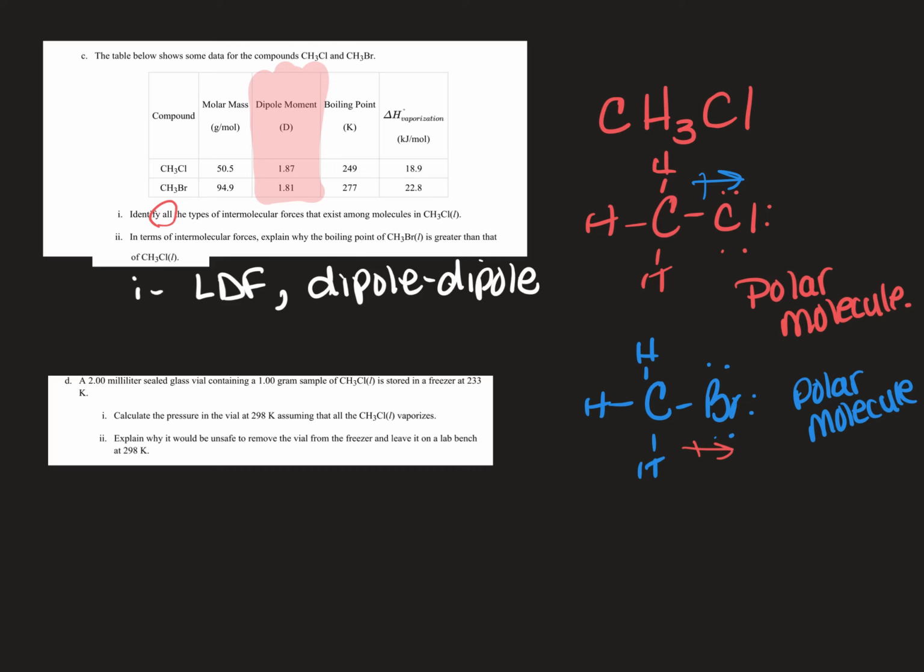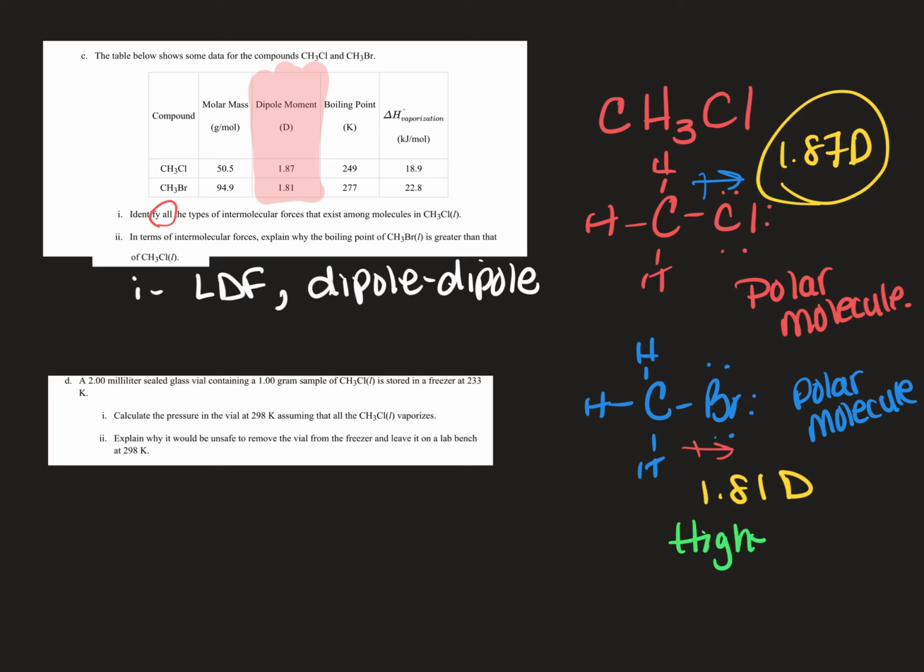So for the methyl bromide, it's 1.81 debyes. And for the methyl chloride, it's 1.87 debyes. This is a greater number than that. But what it says is this one here actually has the higher boiling point. So that means that it has to have the stronger IMF, intermolecular force. If it has the higher boiling point, it has to have the higher or stronger intermolecular force.